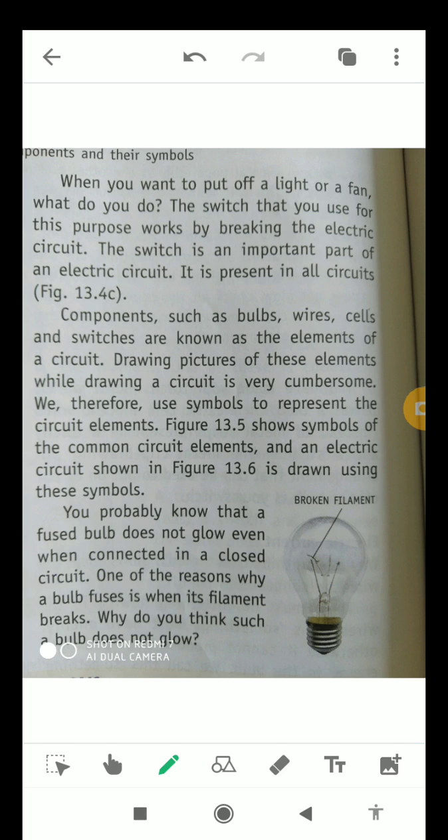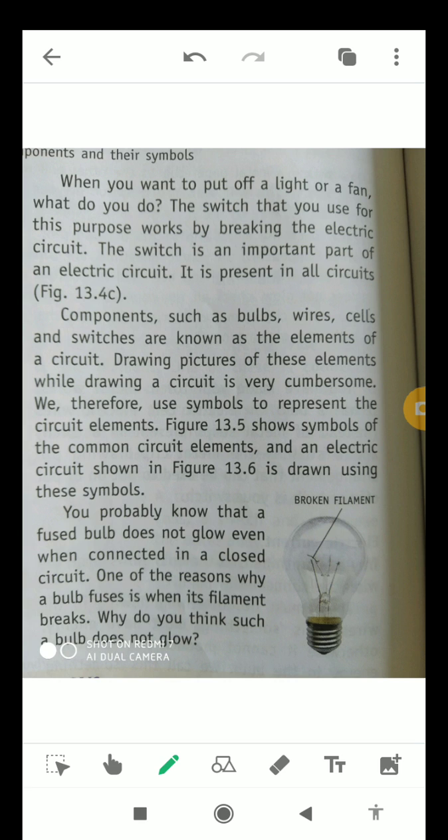Drawing pictures of these elements while drawing a circuit is very cumbersome. We therefore use symbols to represent the circuit elements. So we need not draw the actual diagram of these elements, as I have already shown you the symbols of the electric circuit.